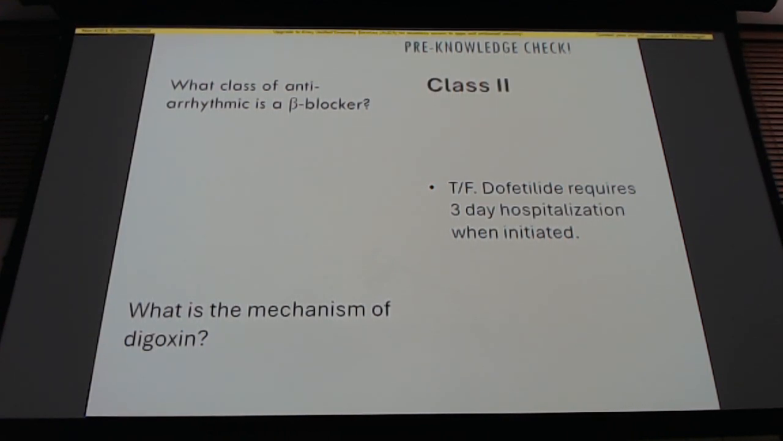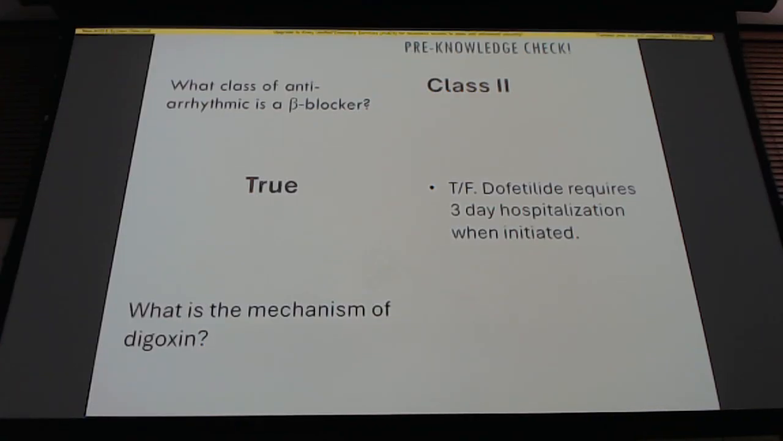True or false, dofetilide requires a 3-day hospitalization when initiated. When we look at dofetilide, there is monitoring that needs to be done. We'll also talk about sotalol. There's some additional monitoring that will need to be done with that medication as well. And then our mechanism for digoxin, an older med that we use, we kind of touched on it before.